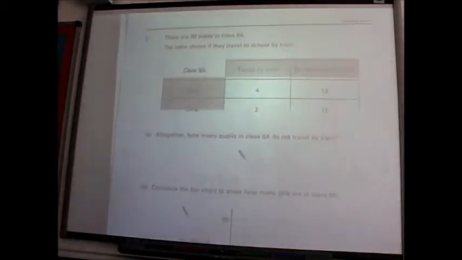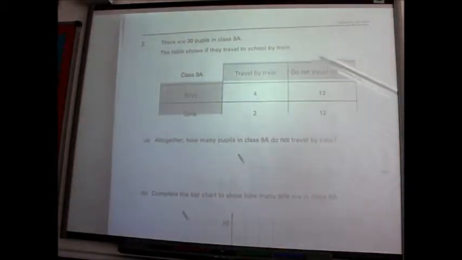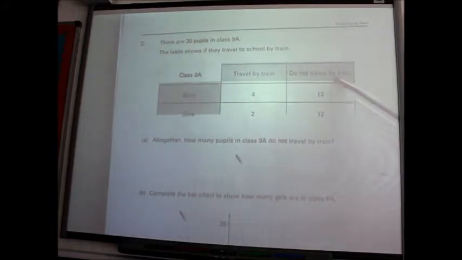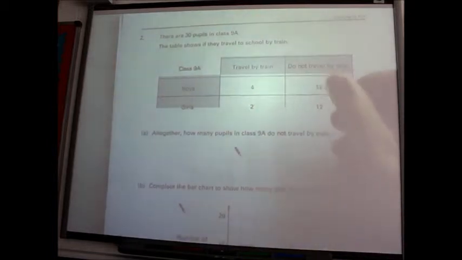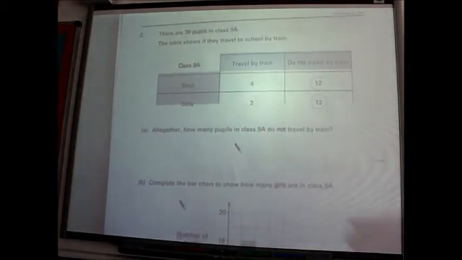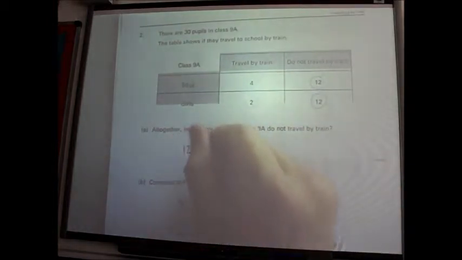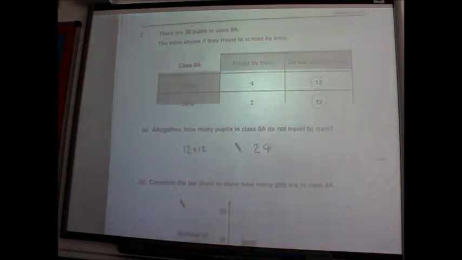Question number 2. There are 30 pupils in class 9A. The table shows if they travel to school by train or not travel to school by train. How many pupils in class 9A do not travel by train? So what we need to do is add up that one and that one. And 12 add 12 is 24. Show your workings there. That's a good thing to do.